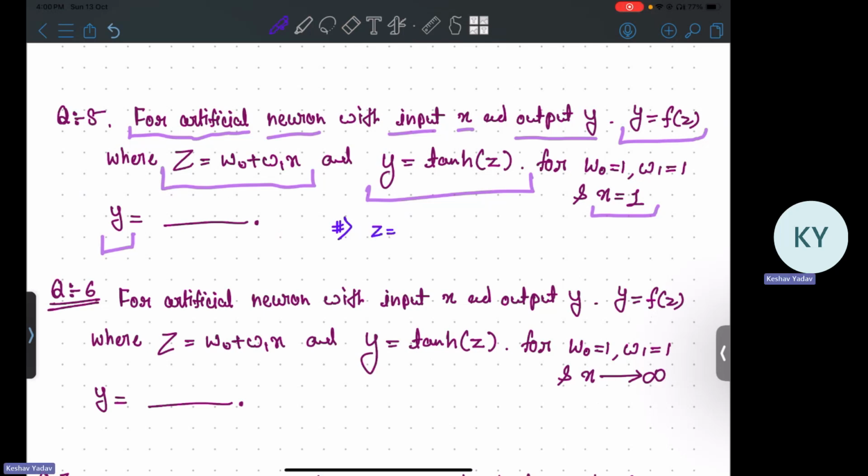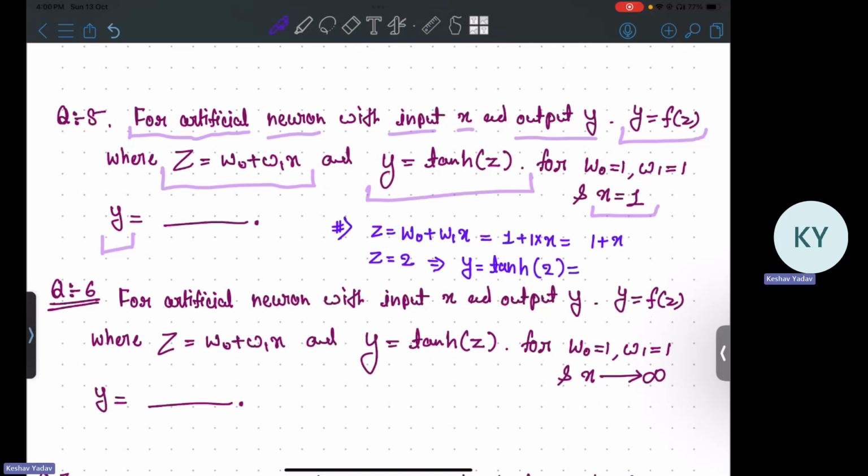z is w naught plus w1 x. So let us put the value here. So z will equal 1 plus 1 multiplied by x. It will equal 1 plus x. So now at x equal to 1, z will be equal to 2. Now once z is 2, y will be tan hyperbolic of 2.